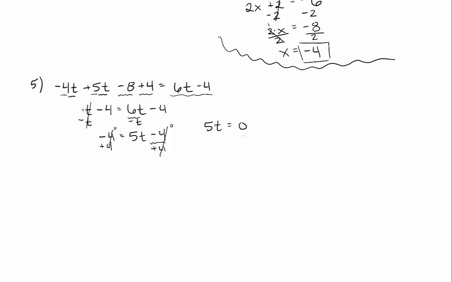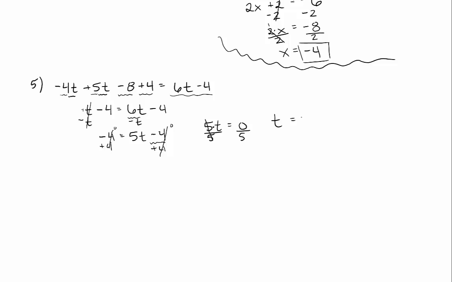But what do I do now? I still have to solve for t. I have 5 times t equals 0. Since it's 5 times t, I'm going to divide by 5. Why? Because 5 divided by 5 is 1. So then I have just t on this side. I have to divide by 5 on this side too. What is 0 divided by 5?